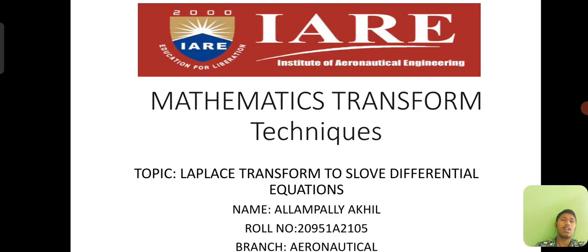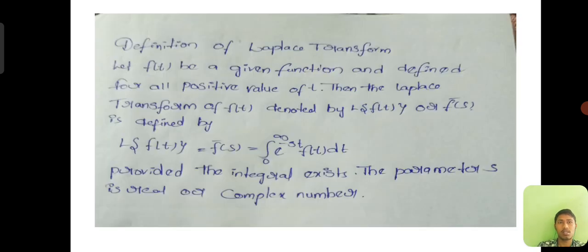First of all, Laplace. What is Laplace? We know about the definition. Definition of a Laplace transform: let f of t be a given function defined for all positive values of t. Then the Laplace transform of f of t, denoted by L of f of t or F of s, is defined by L of f of t equals F of s equals the integration from 0 to infinity of e power minus st into f of t into dt.